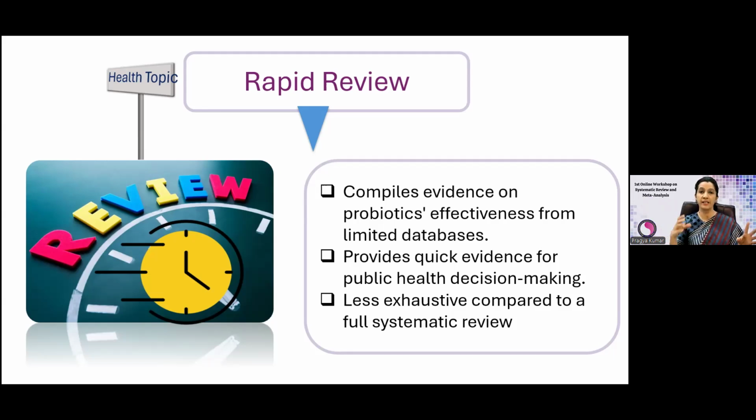So it is quick. It only compiles the evidence, and it's quick evidence for public health decision making, and it is less exhaustive as compared to both systematic and scoping reviews. So rapid review is again one type of review. So we have learned that there is a narrative review, there is a rapid review, there is a scoping review, and there is a systematic review.